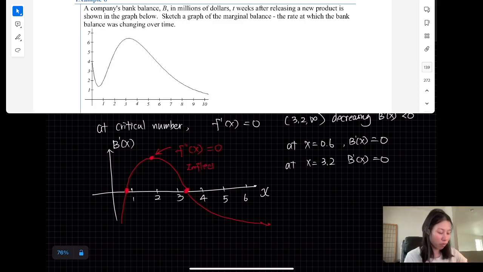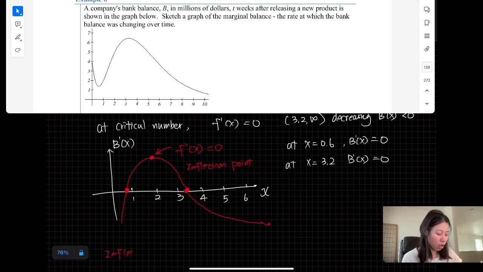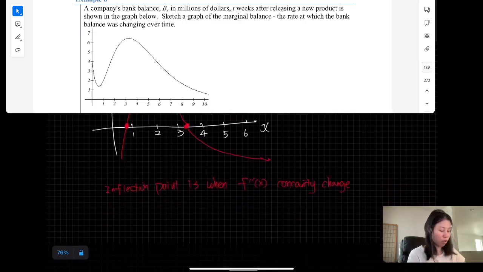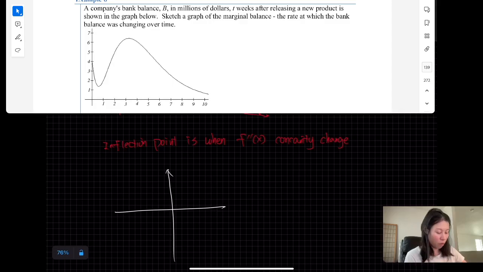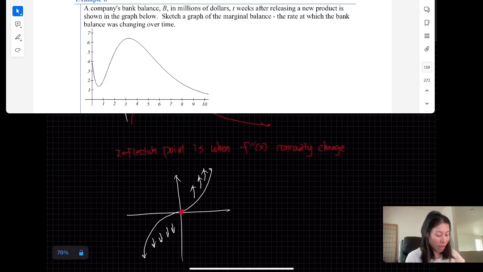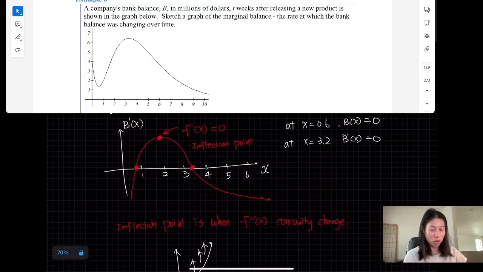What is an inflection point? An inflection point is where the second derivative changes concavity. Let me show you a graph. For our cubic function, this is increasing, right? At the beginning it was concave down, and after passing the origin, it's concave up. So the concavity changes. It's all increasing, it doesn't matter. But after this point, the concavity of the graph changes. So this is called the inflection point of the graph.